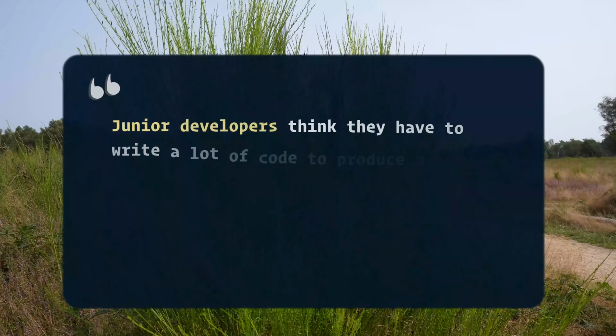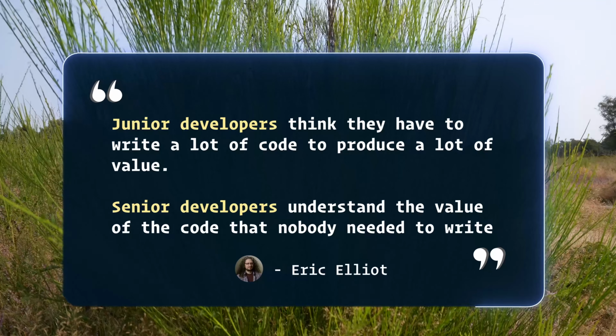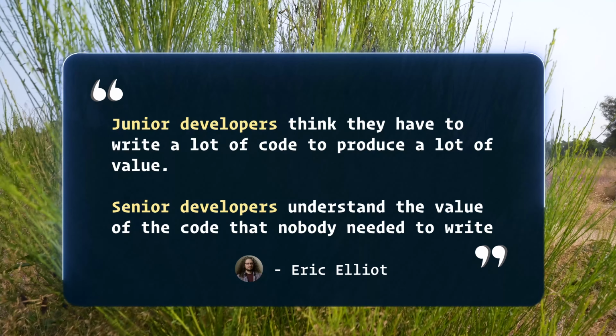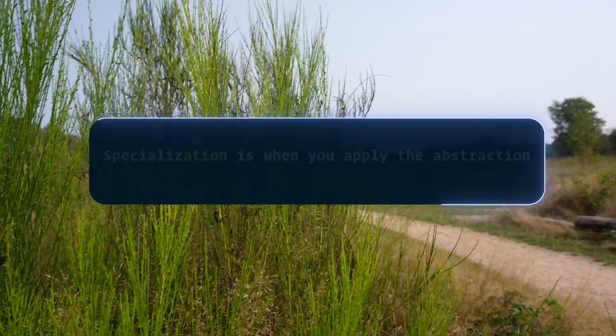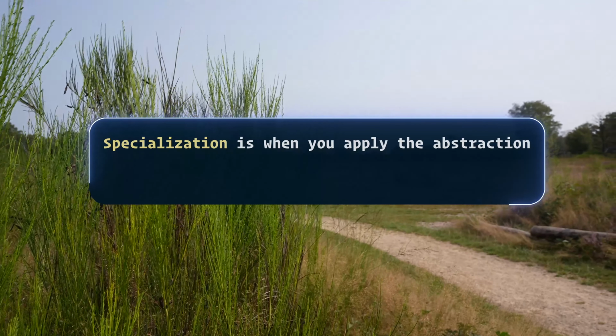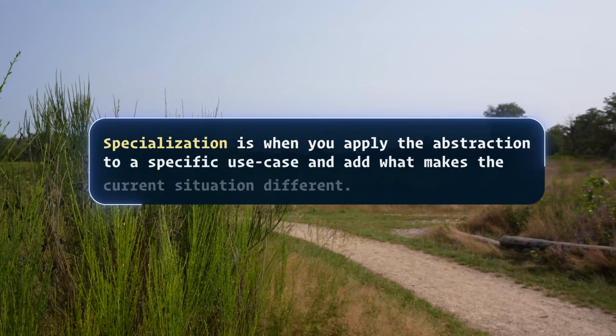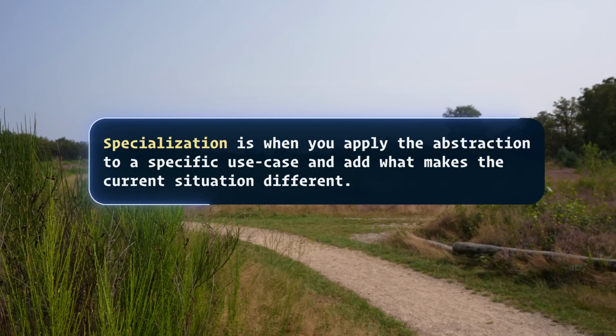Generalization is what most people have in mind when they think about abstraction, and what Eric Elliott refers to when he says junior developers think they have to write a lot of code to produce a lot of value. Senior developers understand the value of the code that nobody needed to write. Specialization, on the other hand, is when you apply the abstraction to a specific use case and add what makes the current situation different. The difficult thing about abstraction is that there's no good rule of thumb that tells you when you need to generalize and when you need to specialize. You just need to learn and develop a feeling for it with your experience.